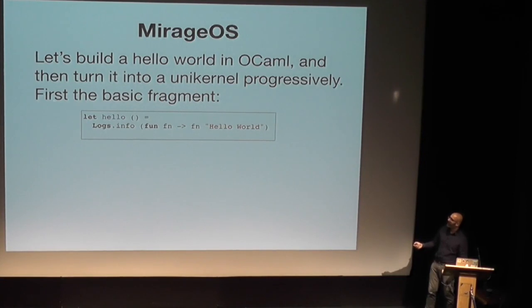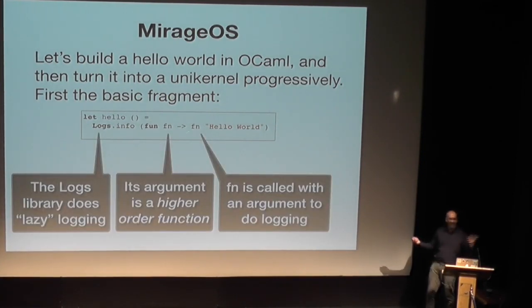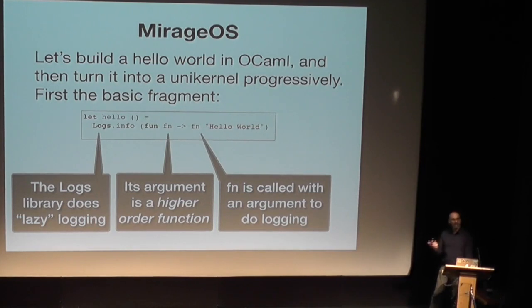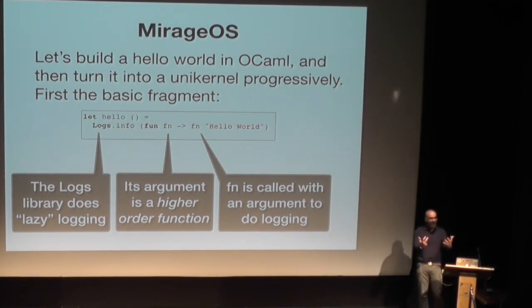So our little hello world has turned into a logs call. And what the logs library does is just a normal OCaml library. And it does lazy logging, and then it converts its argument into something that can be logged, obviously, to the outside world as an informational log. Now, what this syntax here is saying is that instead of passing in a logging string, we're passing in a higher order function. And what this higher order function is, is a closure that is not evaluated. It's simply a function being passed around as a value.